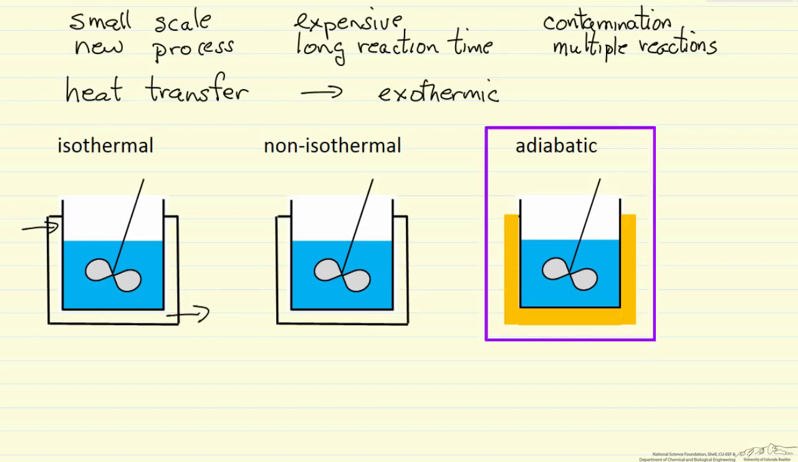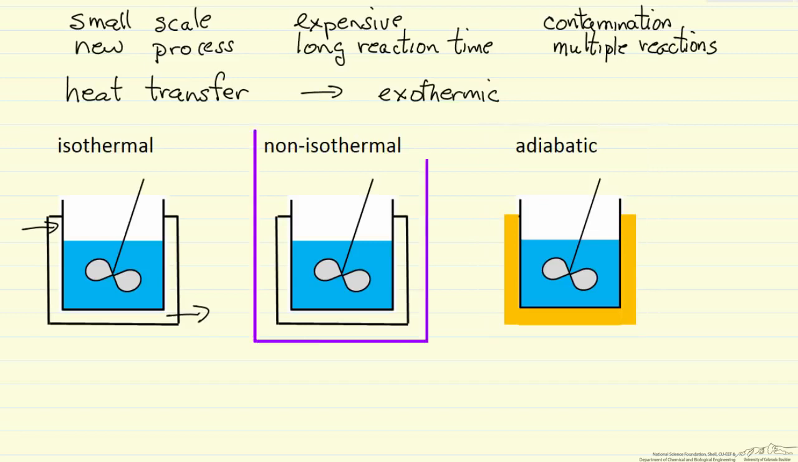The other extreme is we insulate it completely and let it go to its adiabatic temperature. In other words, there's no heat transfer and all the heat of reaction goes to heat up reactants and products. And then an in-between case is where we have coolant, but it's not such as to keep it isothermal. Isothermal here means that the temperature doesn't change with time. We're assuming in all three cases the temperature is uniform throughout the reactor.